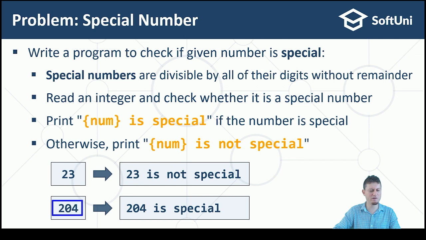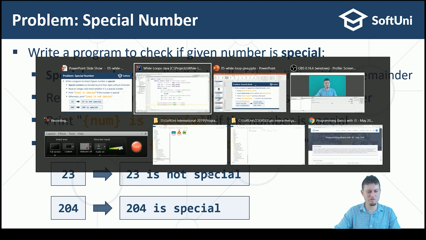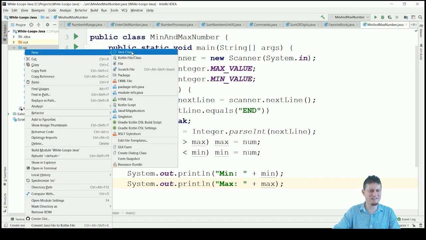Another example is 204. Can this be divided by the first digit? Yes, this will give 102. Can this be divided by 4? Yes, this will give 51. And can it be divided by 0? We just skip zeros by definition. So 204 is a special number. It can be divided by all of its non-zero digits. Okay, special number. Let's solve this problem.